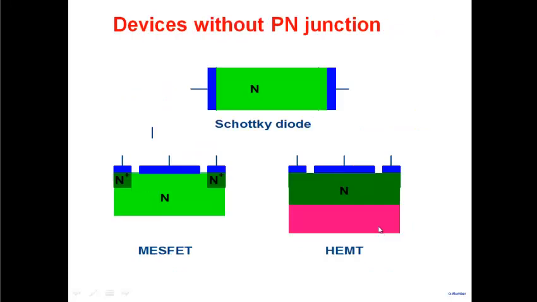Not just that, there are devices without a PN junction. For example, Schottky barrier diodes, which we had seen earlier. We make the depletion approximation here. We had seen this also, the MESFET, the metal semiconductor field effect transistor.